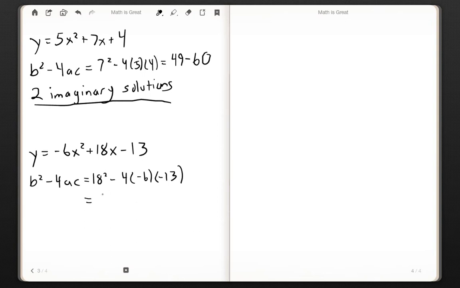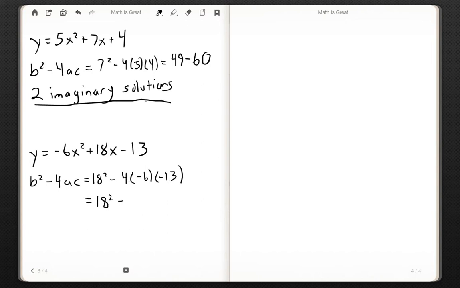But we're going to have 18 squared. If you don't want to solve that yet, we can just leave it like that. Now here we have, let's count the negatives. 1, 2, 3 negatives. So that's negative times negative is positive, times negative will bring it back to negative. So this is going to be minus 4 times 6 times 13. We're going to have 24 times 13.